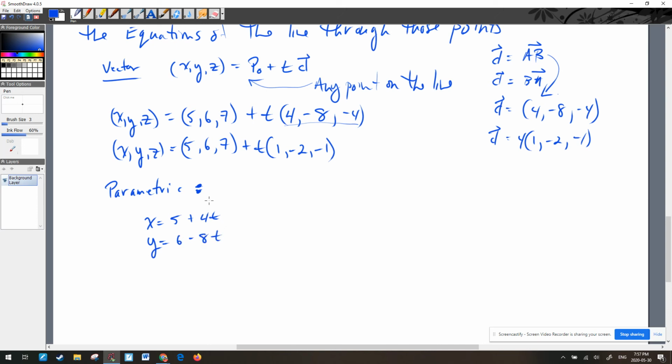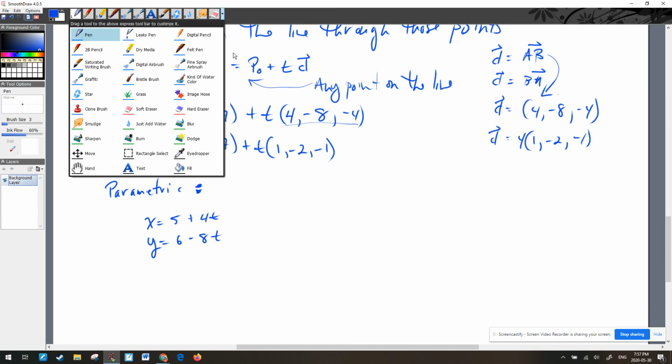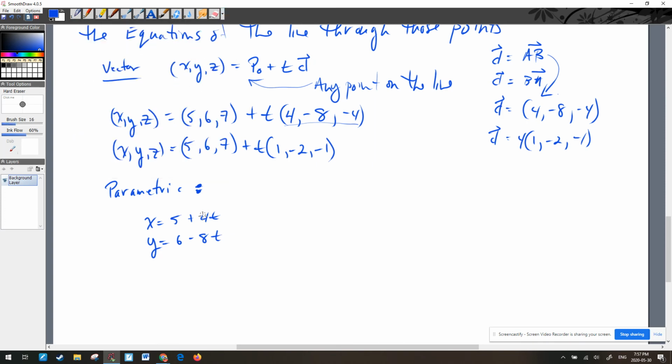Nope, that's not right. Let's go fix that. I'm looking at the wrong one. I was looking at the top one. Get rid of these. Right, go back here. And so it's 5 just plus t and 6 minus 2t. And z is equal to 7 minus 1t, or just minus t.